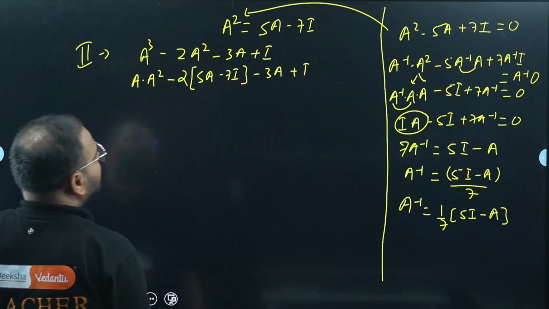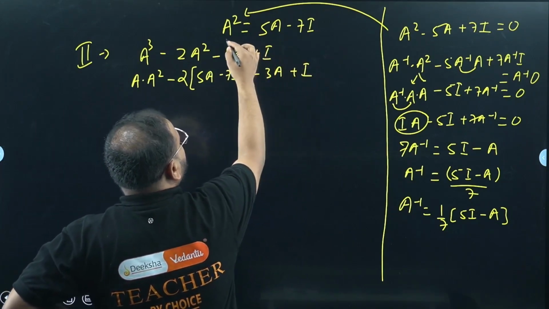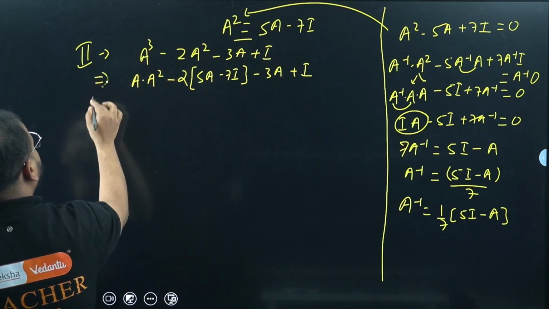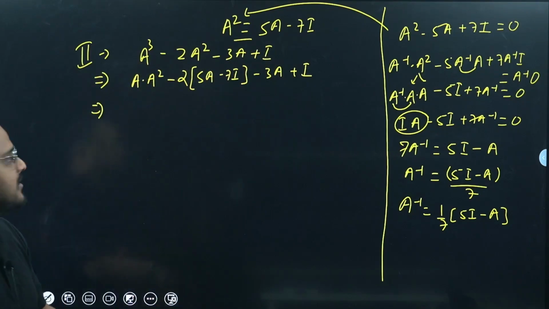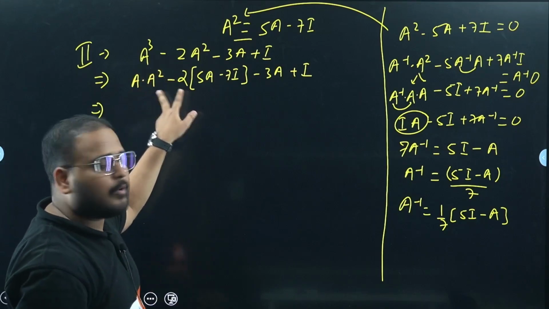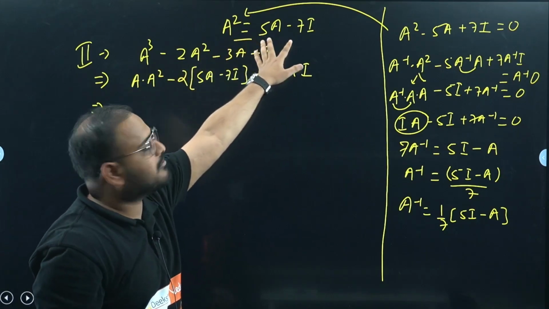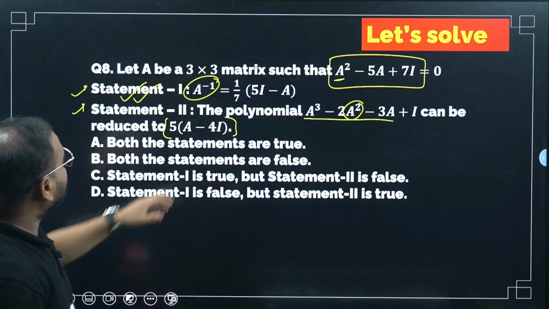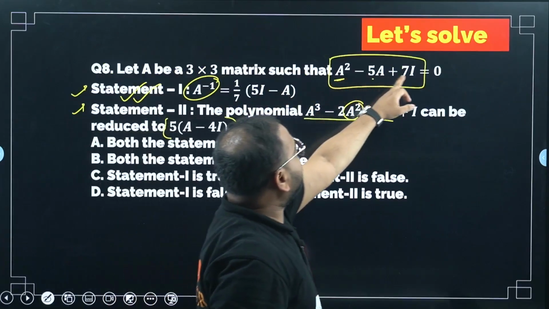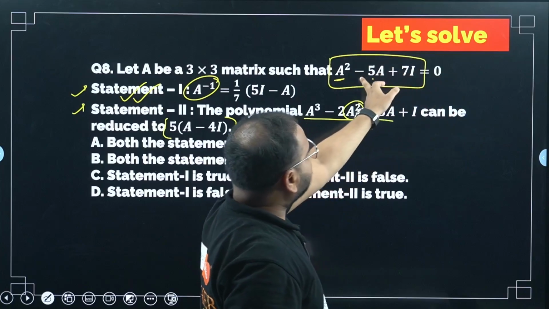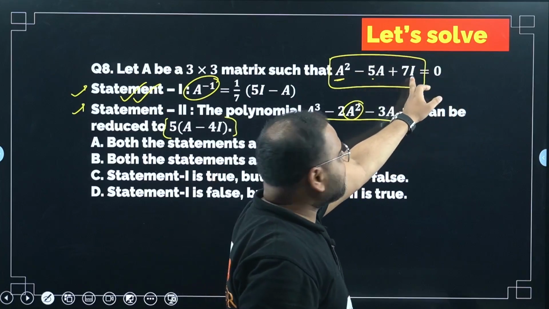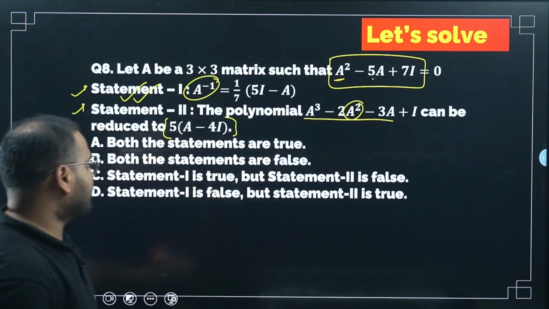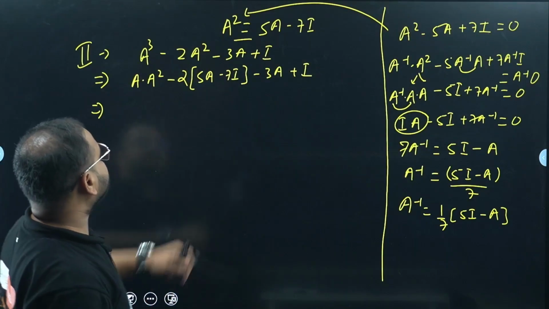Check here please. I've done nothing. I replaced it here and I've written A cube as A into A square. Nothing else has been done here. I hope you understand this. I wrote A cube as A into A square, and this A square I replaced with 5A minus 7I, which was given in the statement. Given in the statement, A square is 5A minus 7I. If you bring it to that side, 5A is negative becomes positive, 7I is positive becomes negative. So 7I is negative here.